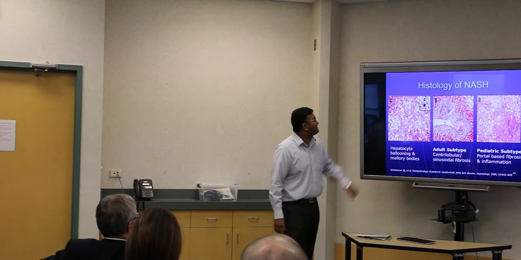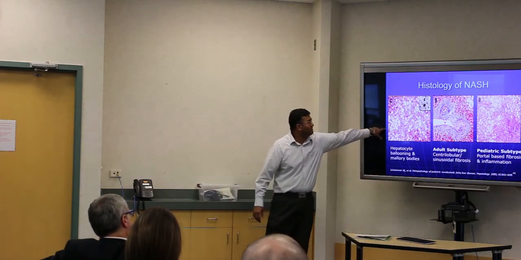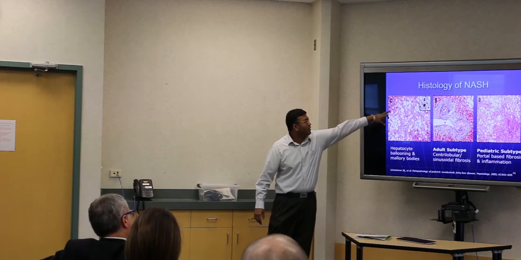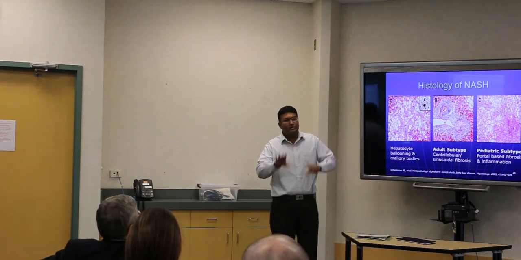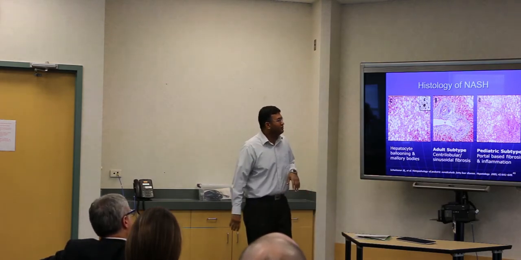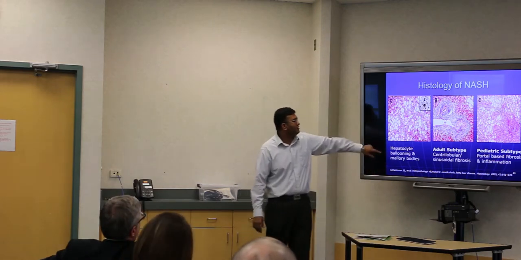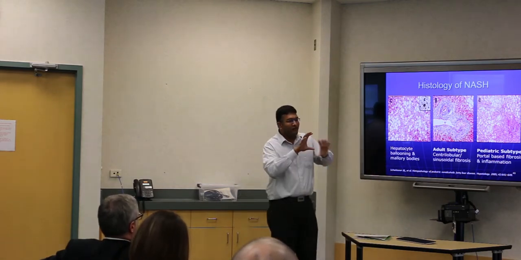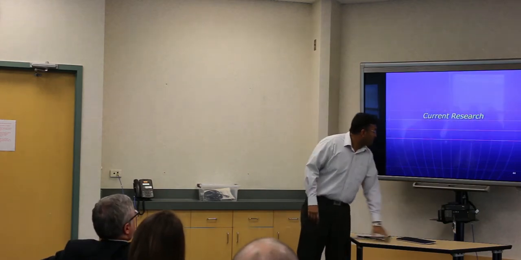So what you see here are the classical findings of NASH, which shows ballooning of hepatocytes, and you see the Mallory-Denk bodies inside. So on biopsies, you would have an adult subtype or a pediatric subtype. How you differentiate between the two is that if you have centrilobular fibrosis, it's usually the adult subtype, and when you have fibrosis around the portal tract, that's when it's the pediatric subtype.